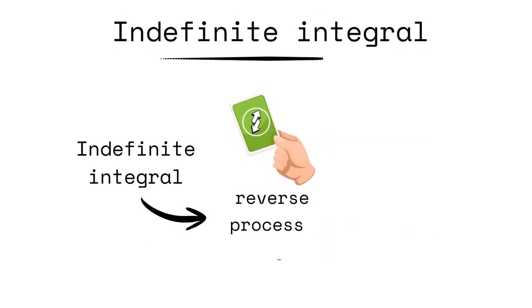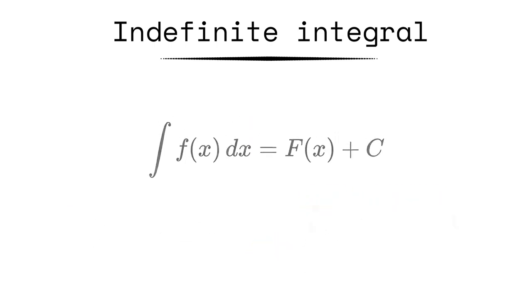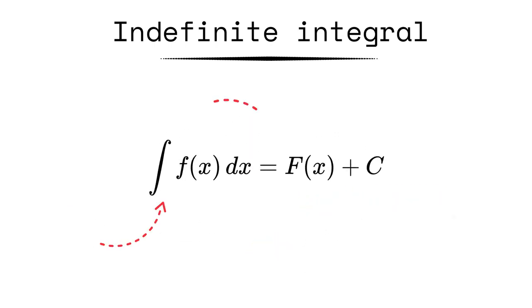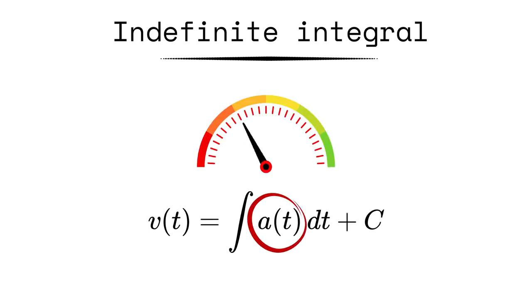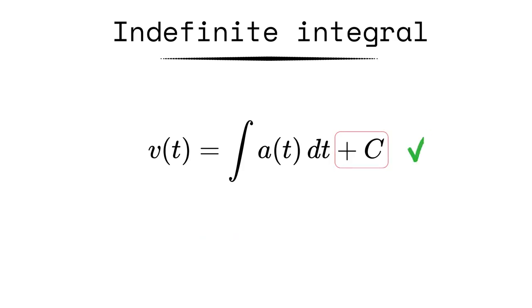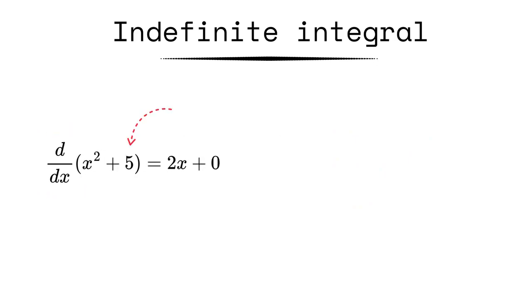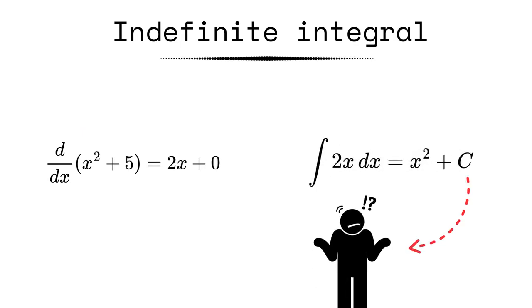Next, the indefinite integral. This is the reverse process of differentiation. It finds the antiderivative. Here, there are no limits a and b. Where is it used? It's used to find general formulas. For example, if you know the acceleration of a car, you integrate to get the velocity formula. Keep in mind, you must always add plus c, the constant of integration, because the derivative of a constant is 0, and we don't know what that original constant was.